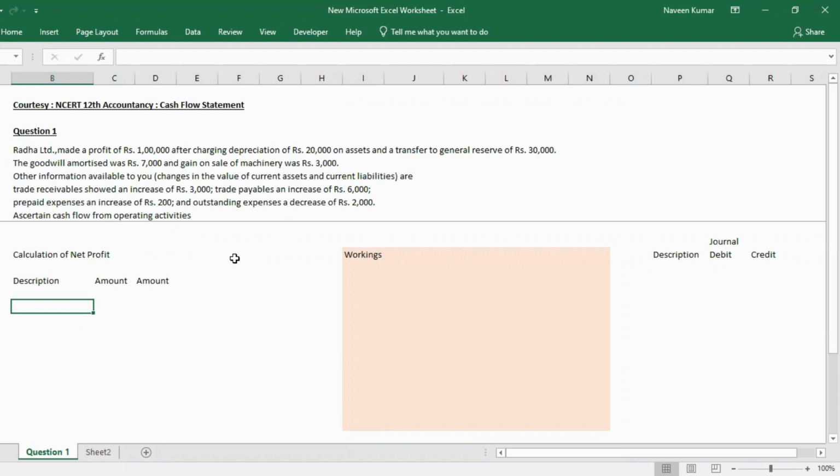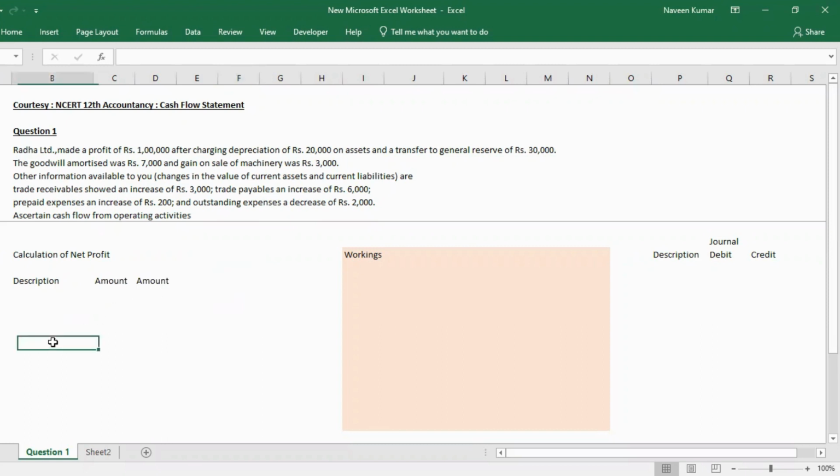The first thing in this sum, you can see that Radha Limited made a profit of 1 lakh after charging depreciation of rupees 20,000 on assets and transfer to general reserve of 30,000, and then the goodwill amortized for 7,000 and gain on sale of machinery was rupees 3,000.